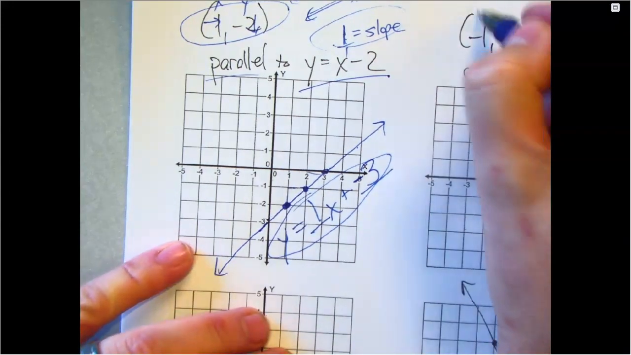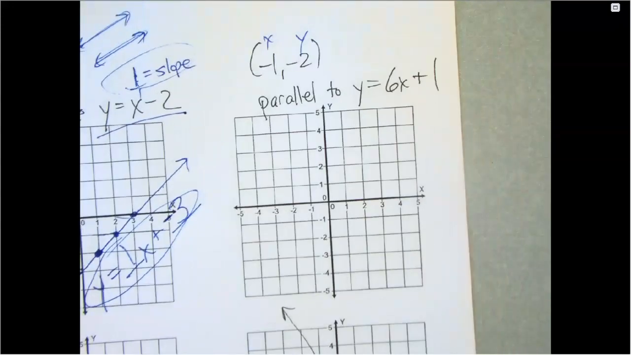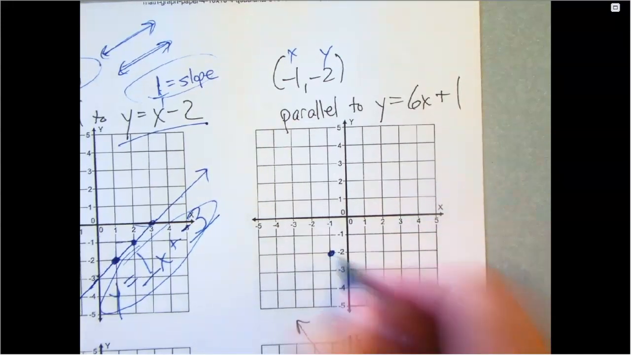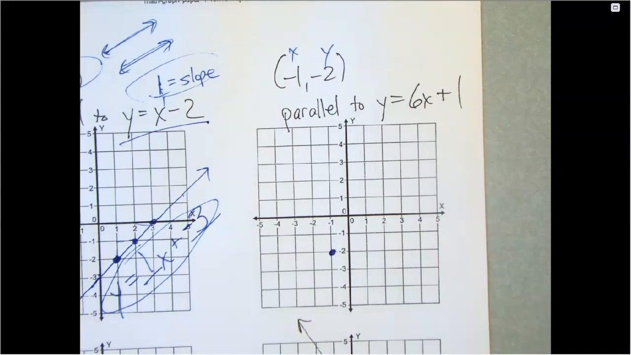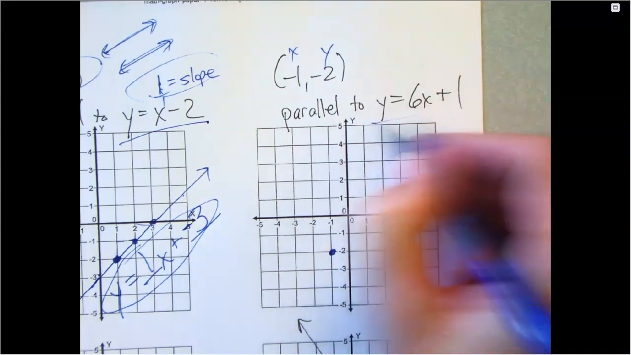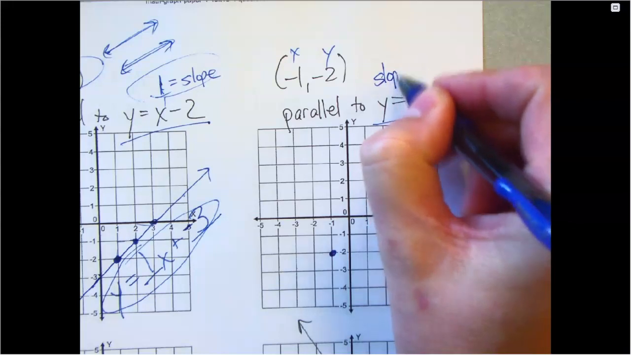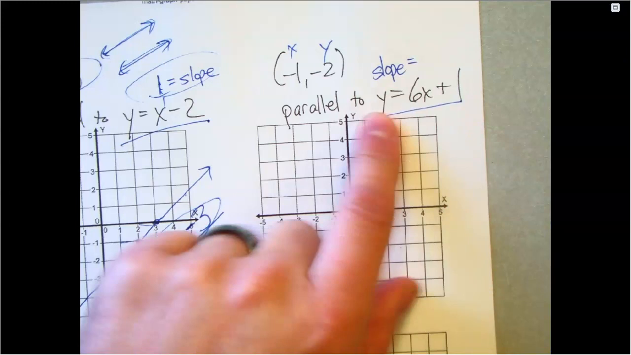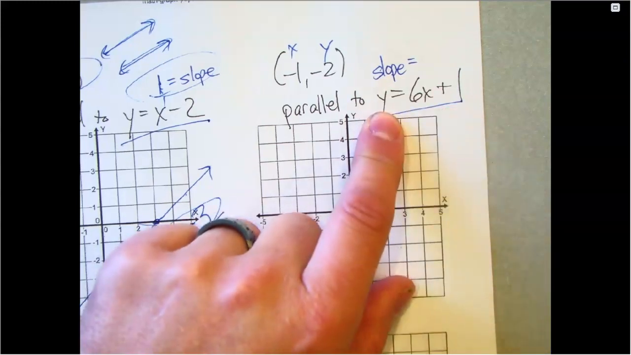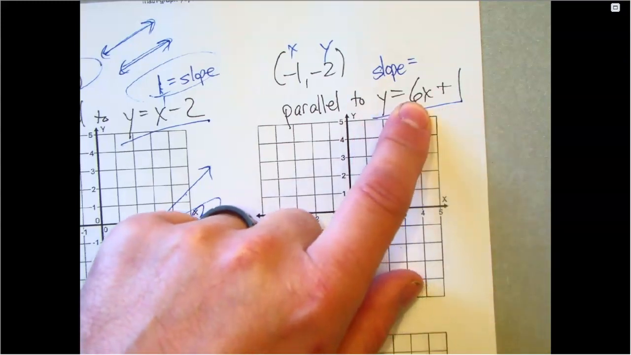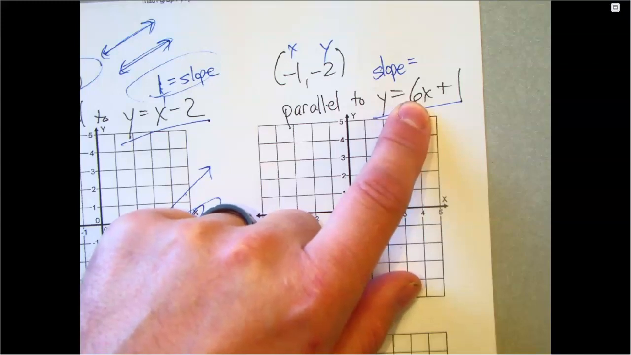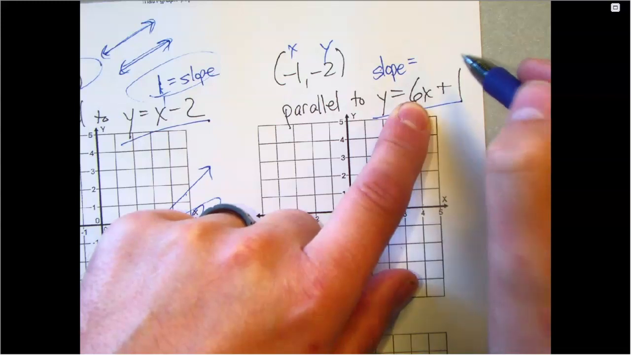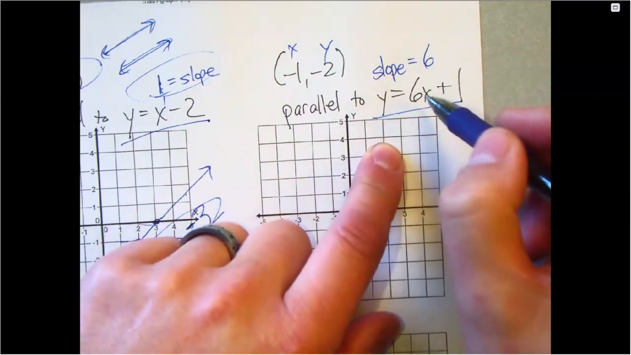Alright, -1, -2. There's your x, there's your y. So -1, -2 is right here. Parallel to this means I want the slope. It's parallel, the slopes are the same. So what is the slope of this line here? The 6, which is the slot in front of the x. So what is the slope of the line that we're looking for? It's parallel. Don't overthink it. It's also 6. So it just means you have the same slope.